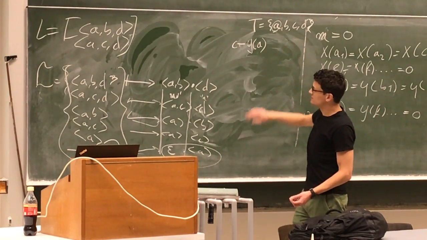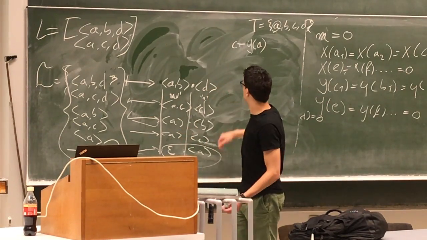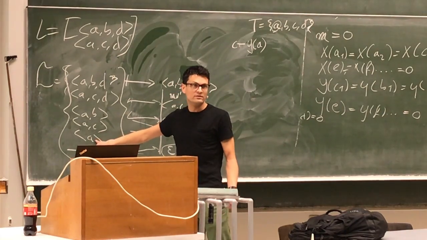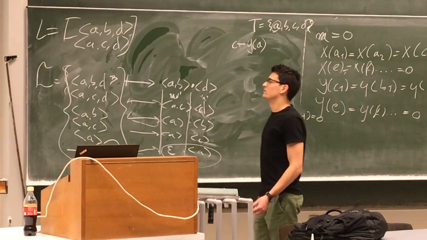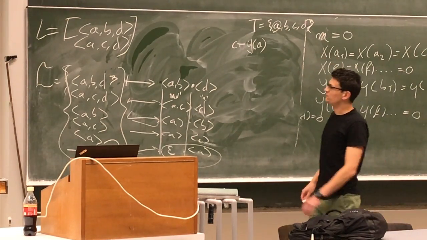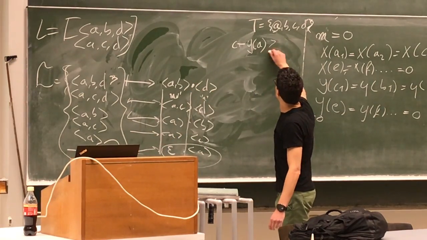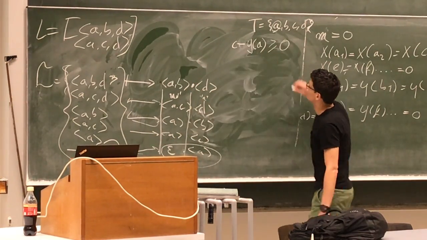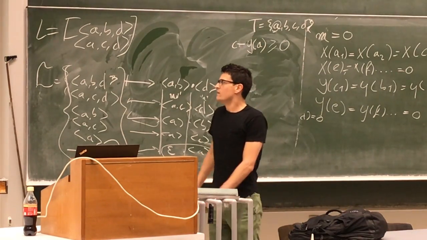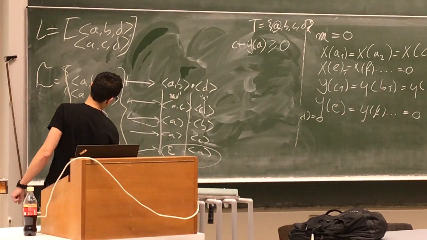I do the same for C. The empty sequence does not contain C. So 0 times the X value of C minus, this one also does not contain C, so 0 times the Y value of C. And the same holds for D. So for the first prefix, the smallest prefix, I generate this constraint: C minus YA should be bigger or equal 0. So I now handled this one. Let's say OK.